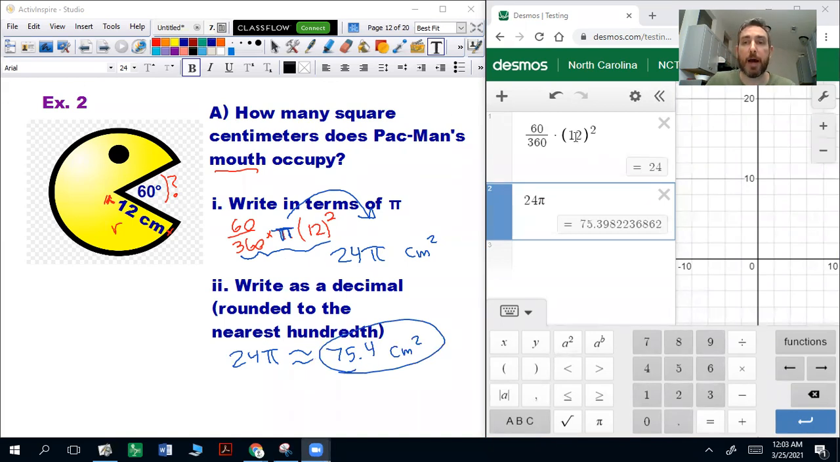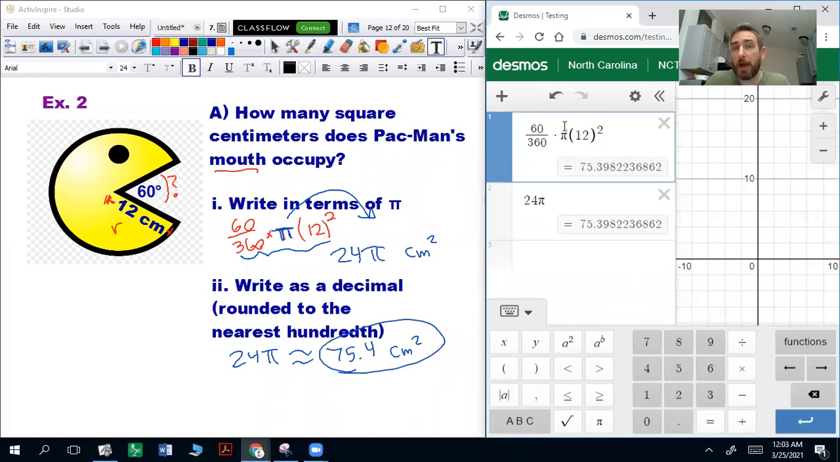And if you were to put that pi in the original equation, you have it, right? But if you take the pi out, it's just 24, and then you put the pi after, 24 pi.